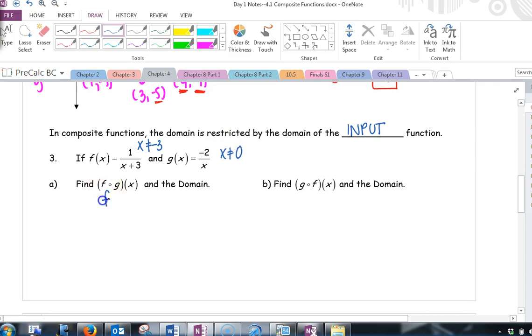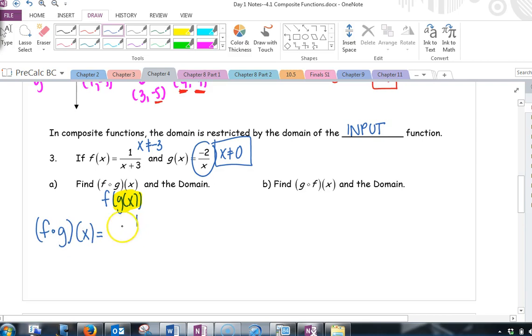So now we are finding f of g of x. g of x is your input, so that's the domain that we care about. We're looking at this right now. x can't be 0. So we are taking negative 2 over x, and we are plugging it in place of x in f of x.